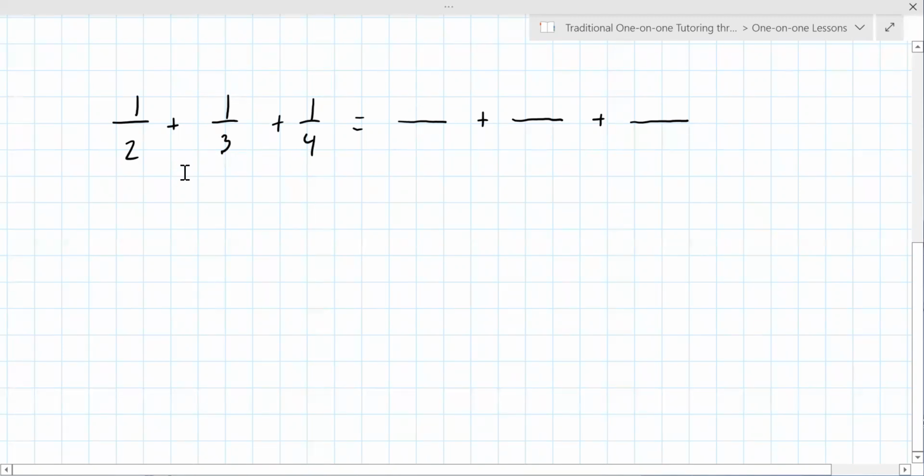Yeah, it's 12. And then, like you did in the previous problems, you have to figure out what number goes on top by figuring out how you go from 2 to 12, 3 to 12, and 4 to 12. Yeah, and then you just multiply all those. So this is 6, and then 4 and 3.